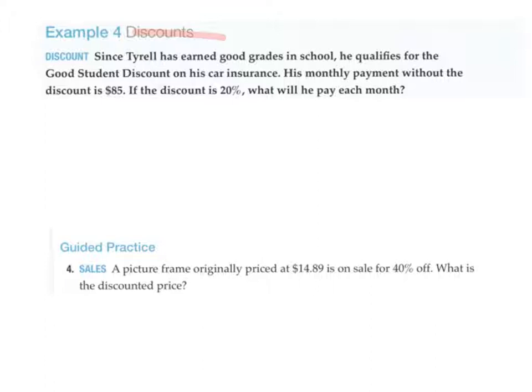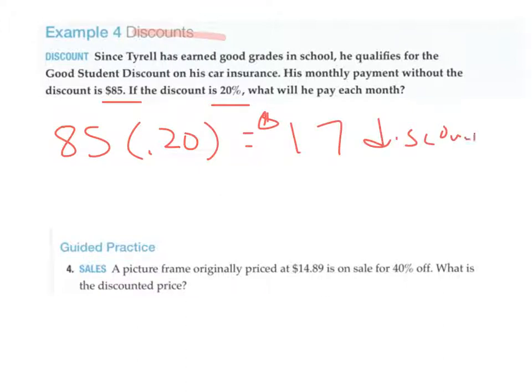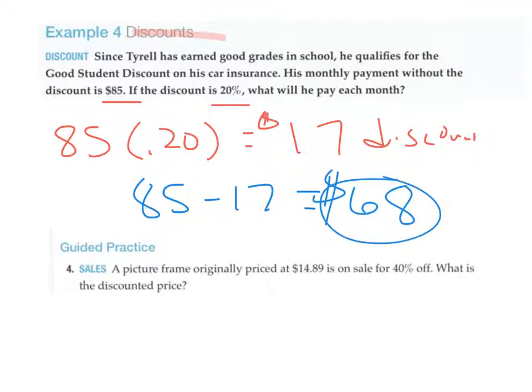So discounts are no different than tax, except discounts means we're taking off. So tax is adding, this is subtracting. So we're going to do the same thing. We have a 20% discount of the $85. So anytime we're going to use a percent, we're going to multiply. So I'm going to change my percent to a decimal, and I can multiply 85 times 0.20, which gives me $17. So the discount is $17. Well, discount means subtract. So I'm going to go to my $85, and I'm going to subtract 17 to give me the total cost, because discounts are subtracted. So in this case, they end up paying $68 each month.